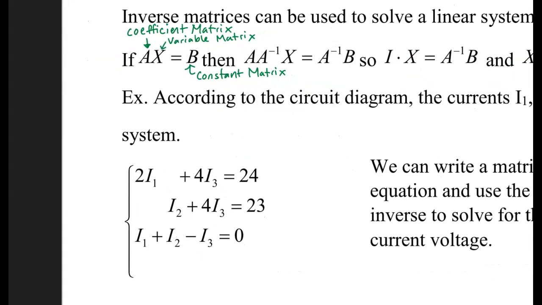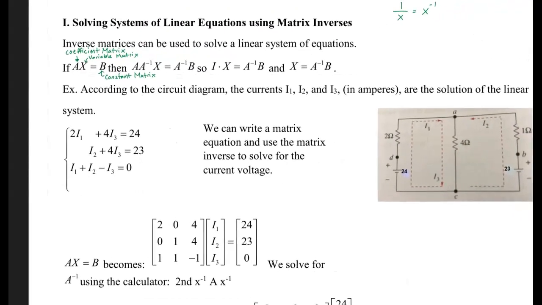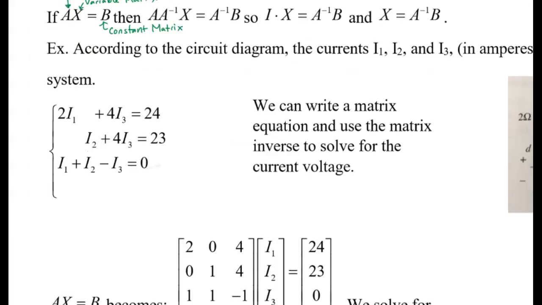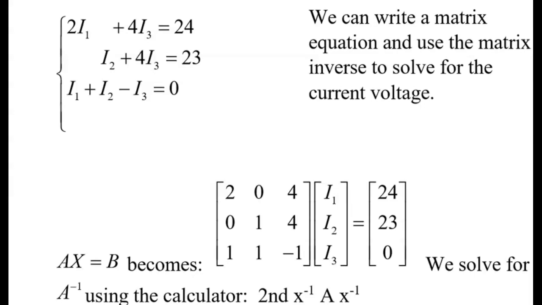So, if I'm looking at this example here, according to the circuit diagram, the currents I1, I2, and I3 in amps are the solution of the linear system. And we're given these linear equations. In order to solve this, I can apply matrices. Now what I need to do is take the coefficients on the variables and separate them from the variables, creating a coefficient matrix and a variable matrix.